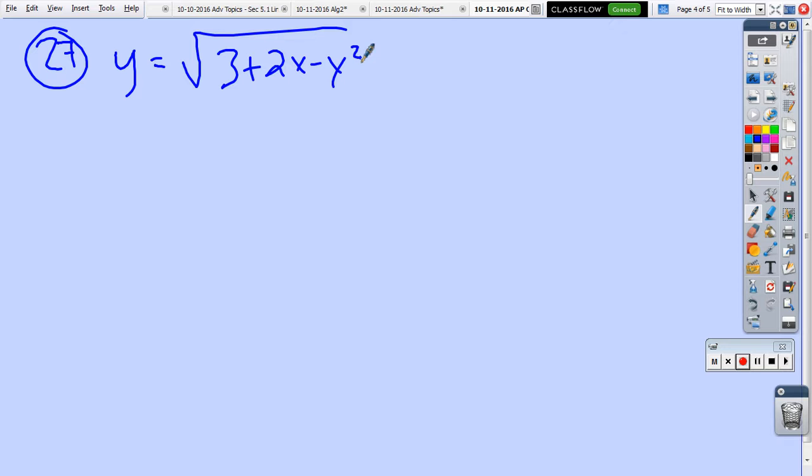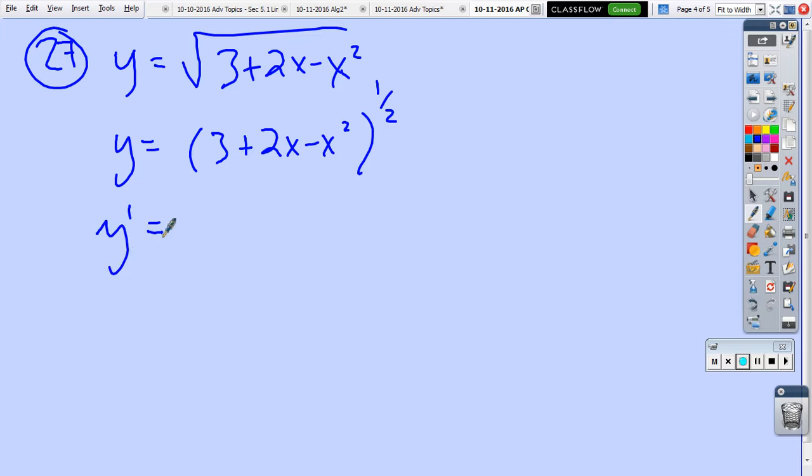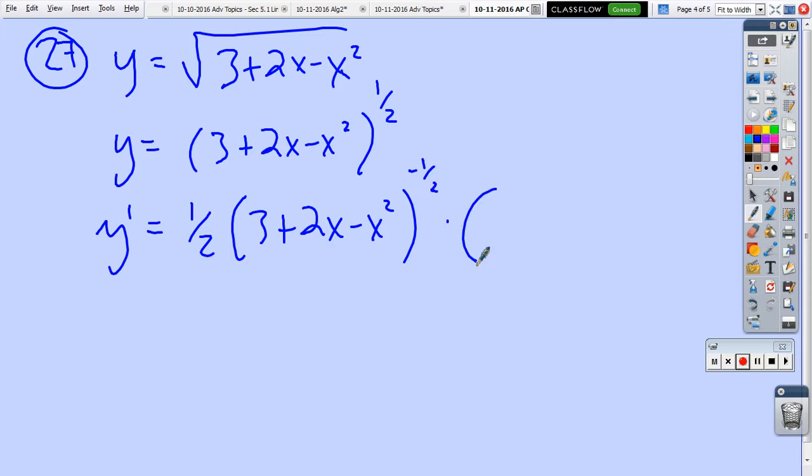Okay. The way I think about this, in order to figure out the derivative, is I think about 3 plus 2x minus x squared to the 1/2 power. So y prime using chain rule, 1/2 to the front, leave the guts alone. Drop this down power, negative 1/2, times the derivative of the inside, which is negative 2x plus 2. So this is y prime. And again, checking where f prime equals 0, where f prime doesn't exist, and the endpoints. And is there an interval specified for this one? There is not.